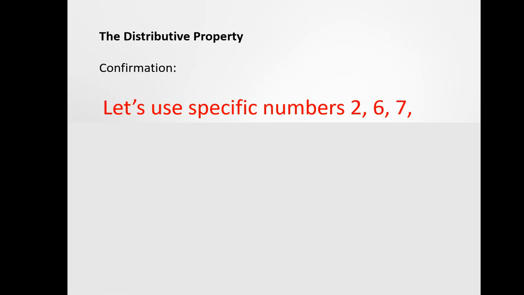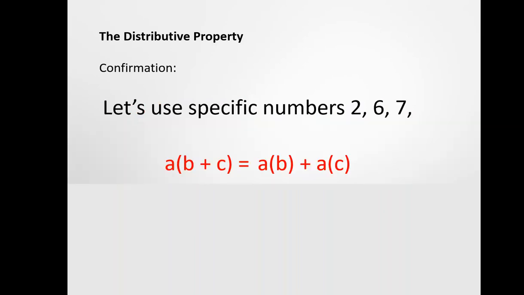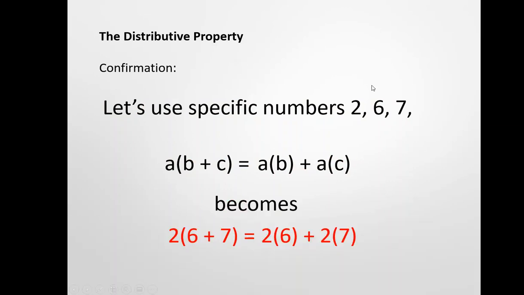Every place we see A, I'm going to put in a 2. Every place we see B, I'm going to put in a 6. Every place we see C, I'm going to put in a 7. Okay, so this is our statement of the distributive property, and that's going to become this statement here. Again, every place I see A is going to be a 2. Every place I see B is going to be a 6. And of course, C becomes 7.